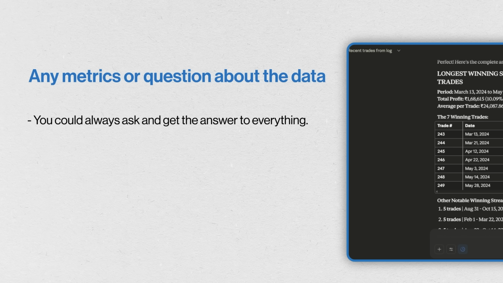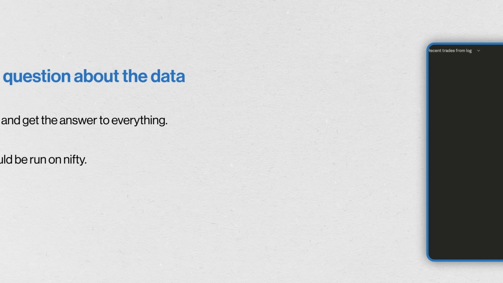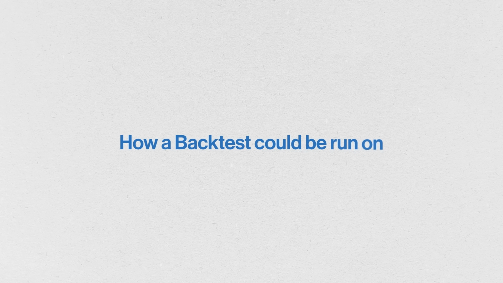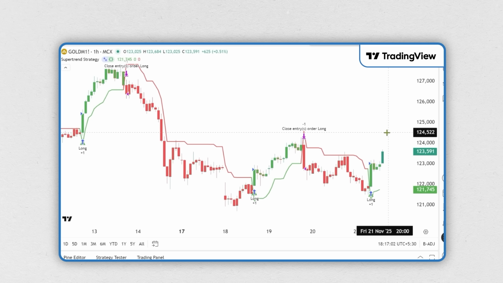So that's one. Now I want to switch to something else. What we have done so far is I've shown you how a backtest could be run on Nifty, which is spot essentially. So now instead of spot, I will show you how a backtest could be run on, let's say, gold futures, which is a futures product. Now I'll move to gold and show you how Gold M, which is a futures product, you could test that too.